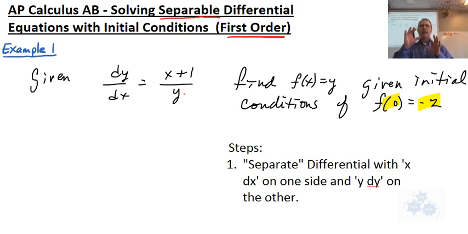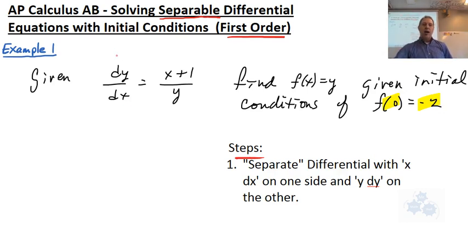When we have x and y on the same side as part of the derivative, the slope fields are all wacky, a little bit strange. But this is what we're going to do. Step one: we're going to separate the differential, with all of the x stuff on one side and all of the y stuff on the other side. We're going to try and separate x and y.